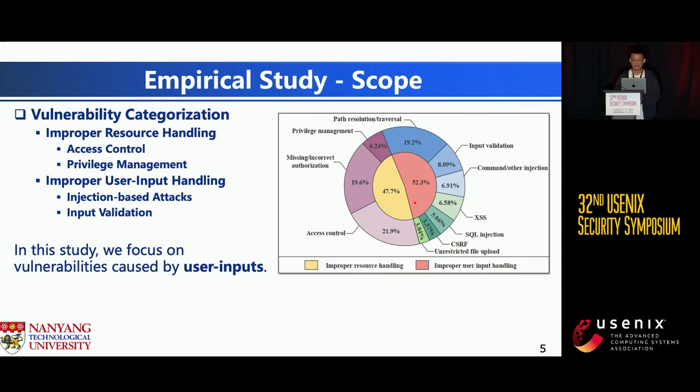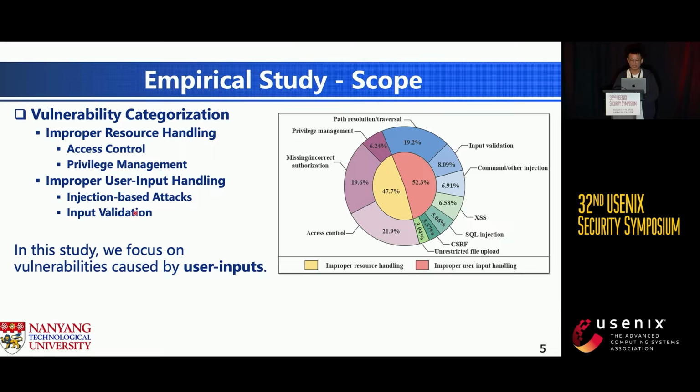Well, one key finding is that the taxonomy of the existing RESTful API vulnerabilities can be divided into two main categories. One category is the improper handling of resources, and another is the improper handling of user input. The former can be divided into two subcategories, access control and privilege management. For access control, it means that unauthorized users can gain access to resources they shouldn't. And privilege management stands for the types of vulnerabilities where users can obtain higher privileges than intended.